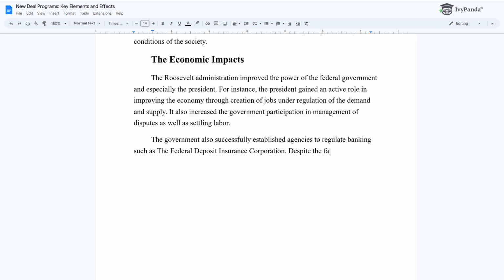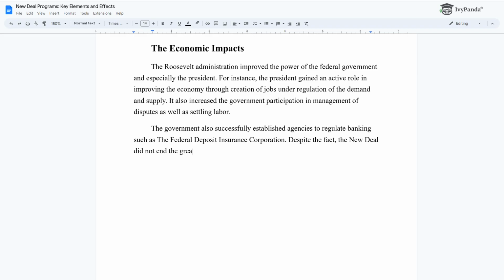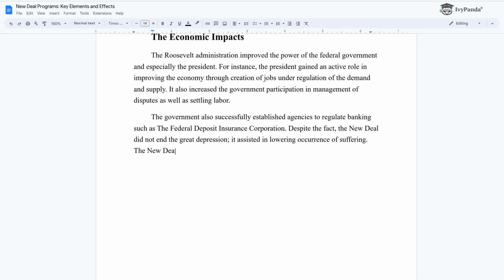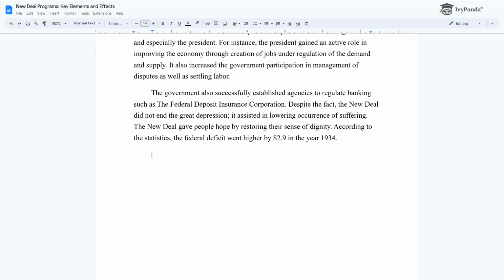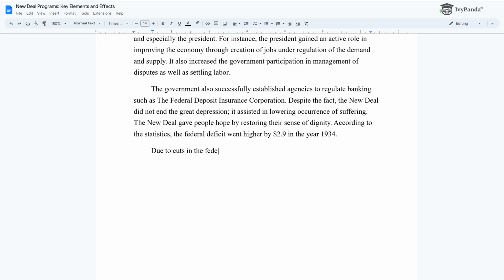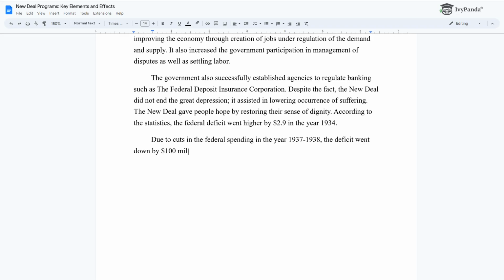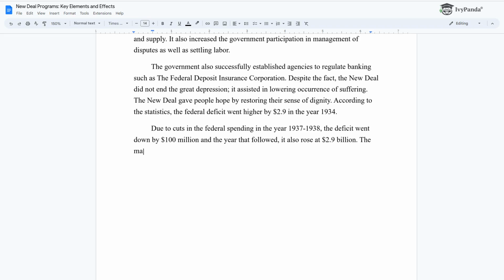Despite the fact that the New Deal did not end the Great Depression, it assisted in lowering the occurrence of suffering. The New Deal gave people hope by restoring their sense of dignity. According to the statistics, the federal deficit went higher by $2.90 billion in the year 1934. Due to cuts in federal spending in the years 1937-1938, the deficit went down by $100 million, and the year that followed, it rose again to $2.9 billion. The massive spending by the federal government is said to have ended the Depression.